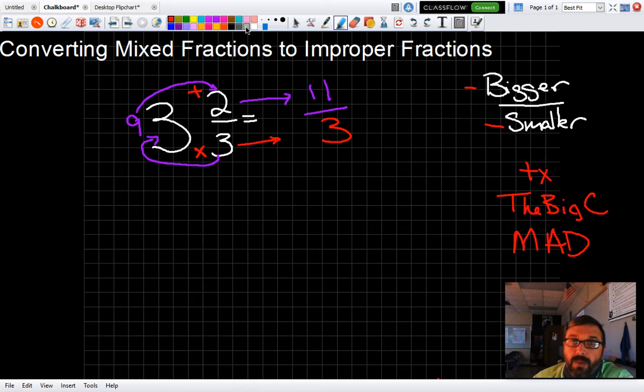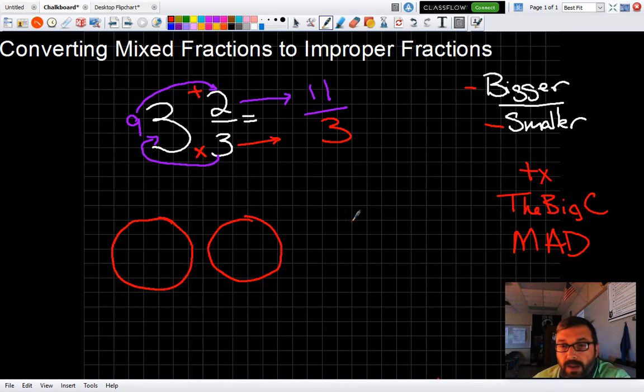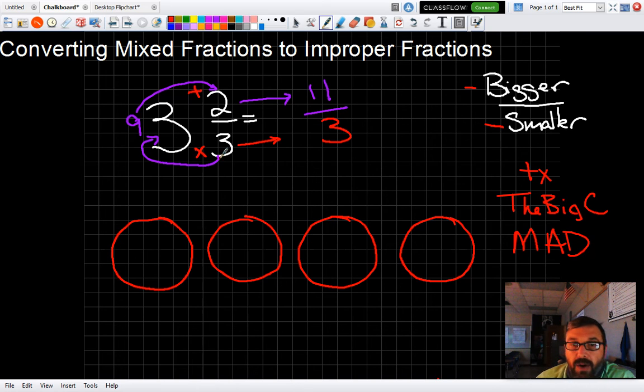So we are saying when we have 3 times 3, and let's pick a pretty blue pen. So I'm going to need 1, 2, 3, and I'll need one more circle because we have 4. So I'm going to break all of these up into thirds because we have the 3 down here in our denominator. So thirds. So we're going to go third, third, third, and a third.